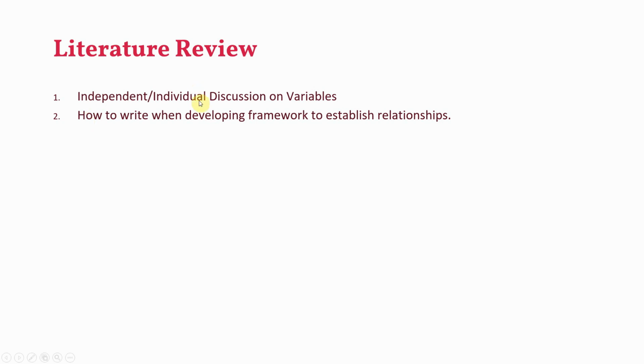First, independent or individual discussion on variables. The second, how to write when developing a framework to establish relationship. We have all seen research papers, and in the literature review section, we normally see that first the variables are discussed individually. For instance, if I am writing a paper on corporate social responsibility and organizational performance, in the literature review, first I will define or write about corporate social responsibility, then I will write about organizational performance, and finally I will have a third section on corporate social responsibility and organizational performance to establish the relationship between the two variables and propose my hypothesis.